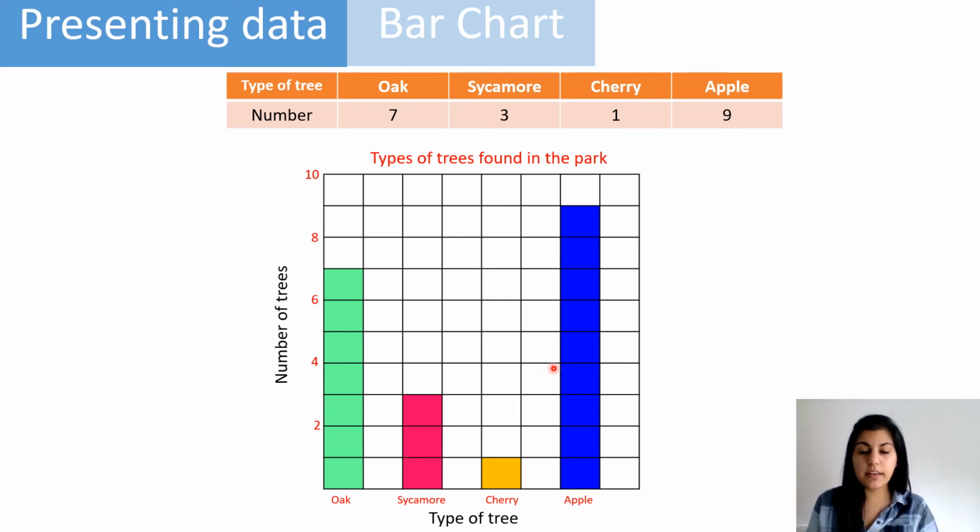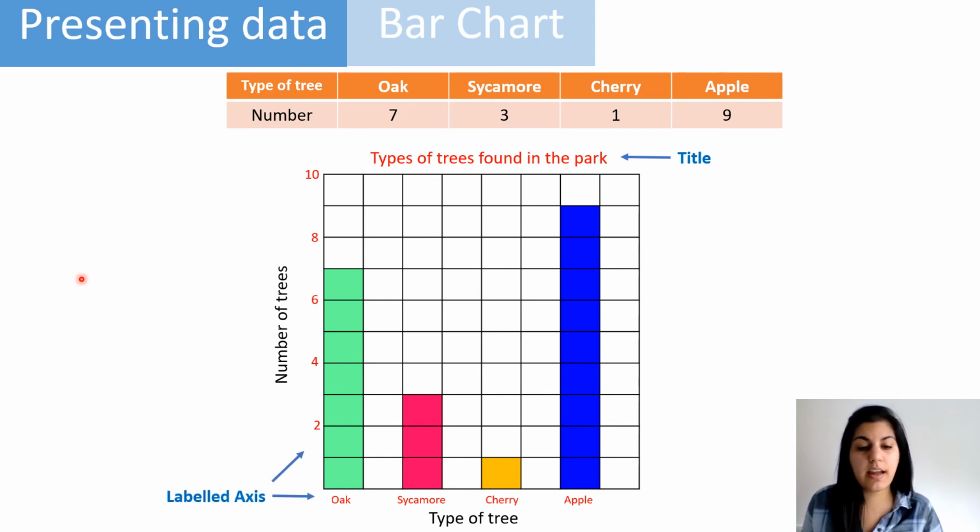Now there are a few things you need to remember when you're doing a bar chart. Firstly, your bars should never be touching each other, so you can see that I've left a gap between each of my bars. I also need to make sure that I've got a title, so I've put it at the top there, types of trees found in the park. I've also got labelled axes.